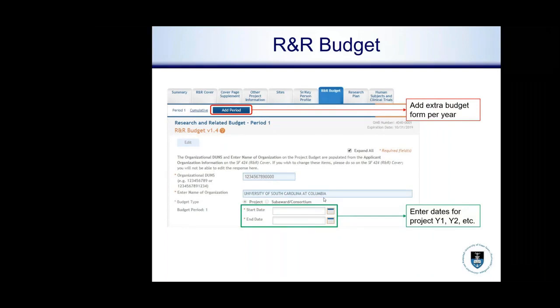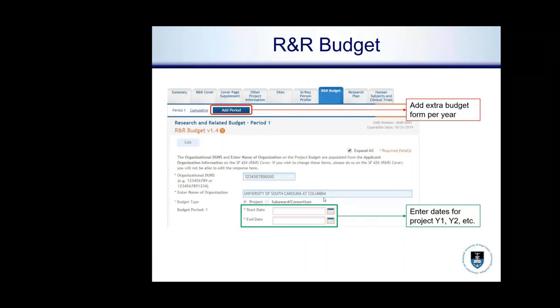So just in terms of tips, you'll note at the top there, I hope you can see it, that when you open the R&R budget tab, you're going to be met with period 1. So each year of the project is referred to as a period, and you'll only have a single period when you first access this tab. To add additional years and the costs related to that, you will add periods.